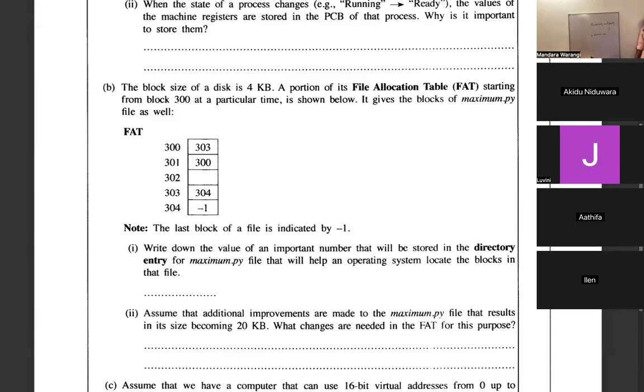Then you have the next question. I'm going somewhat fast because we have only this time. The block size of the disk is 4 KB. Okay, we have a 4 KB block. I will draw this.